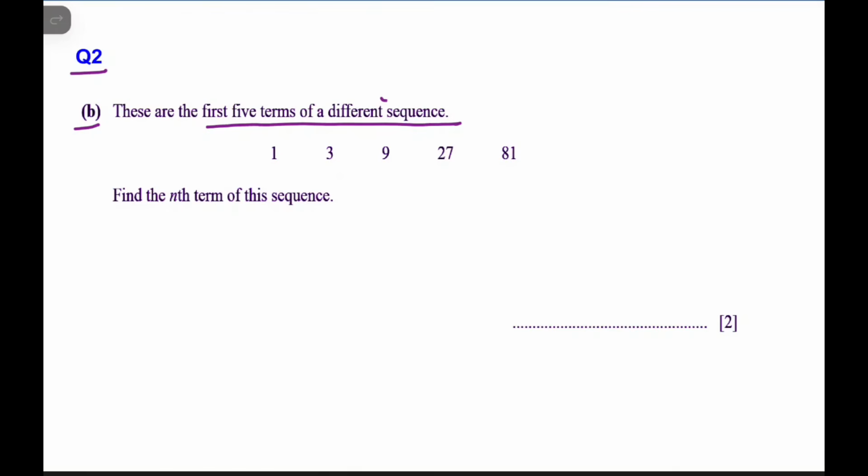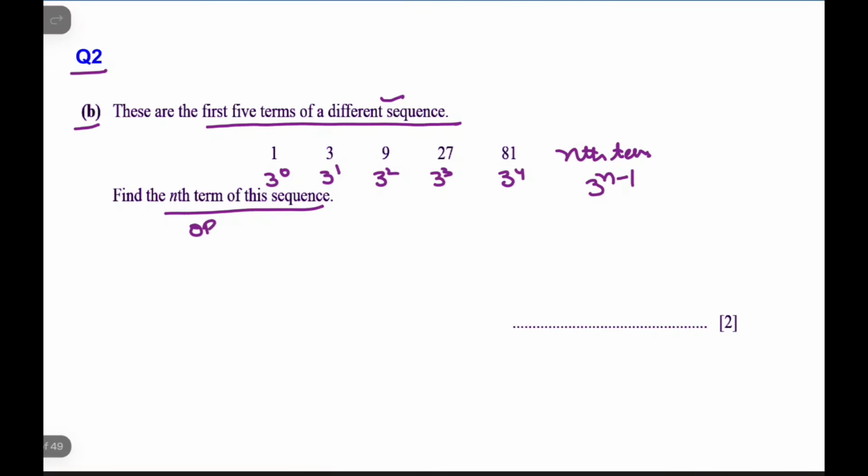These are the first 5 terms of a different sequence. We have to find the nth term. So this one can be written as 3 power 0. This is 3 power 1, 3 power 2, 3 power 3, 3 power 4. The nth term will be 3 power. Now for the first term it is 0, second term it is 1, third term it is 2. So for the nth term it will be 3 power n minus 1.